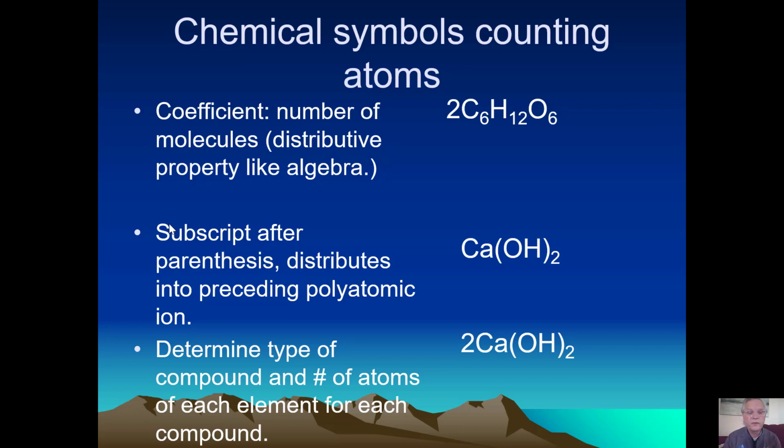If you have, in the second bullet point, a subscript after a set of parentheses with something inside the parentheses, that 2 only goes immediately through the thing in front of it. And if nothing is written as a subscript for any element, it's understood that that subscript is 1. So for these examples, it says determine the type of compound and number of atoms of each element for each compound. So the first compound is glucose, and this is a covalent compound.